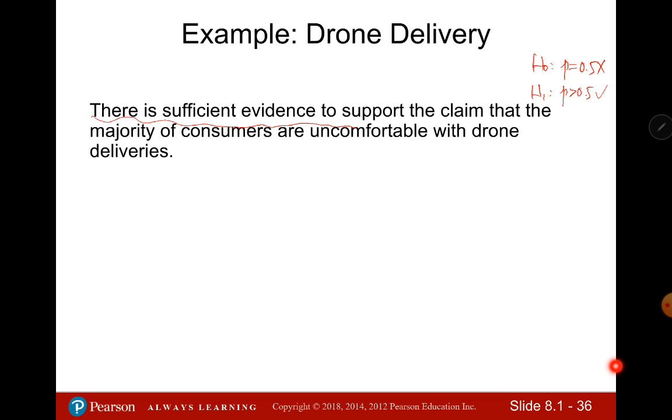There is sufficient evidence to support the claim. This is our original claim: the majority of the customers are not comfortable. You understand? Because we reject our null, we take the alternative as our conclusion. Sufficient evidence to support the claim, majority of the customers, because a proportion greater than 50% means majority.